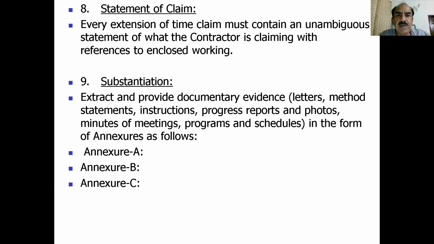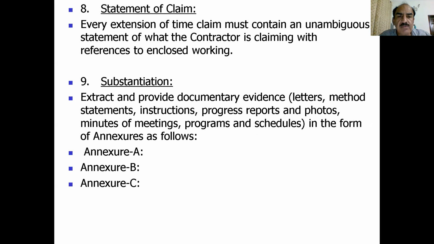The eighth element is the statement of claim. Every extension of time claim must contain an unambiguous statement of what a contractor is claiming with references to enclosed working. This is again very important because just by submitting an application without any evidence or justification is not acceptable. So there must be very well-defined details.